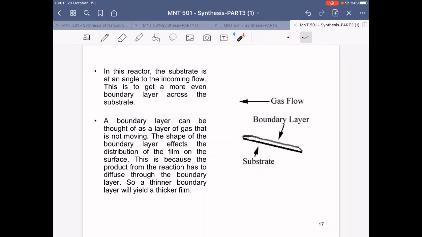So, for example, in this reactor, the substrate is at an angle to the incoming flow. This is to get a more even boundary layer across the substrate, and the boundary layer can be thought of as a layer of gas that's not moving, and it can affect what you're obtaining at the end of your reaction. Okay, a thinner boundary layer will yield a thicker film, for example, and so on, which, as you know from Bilge Hoca's class, the thickness can have a huge impact on the application results that you are aiming for.